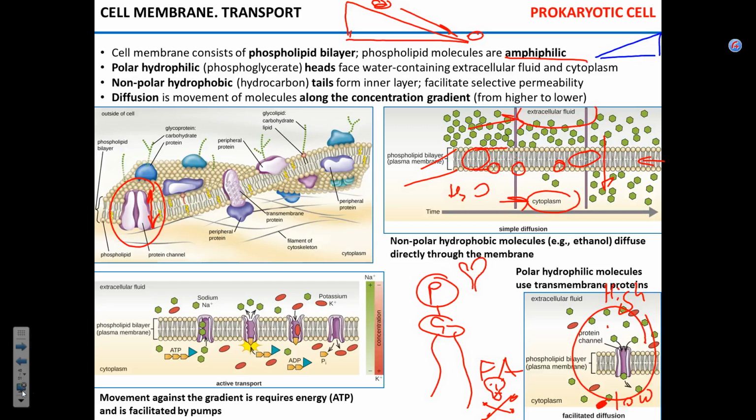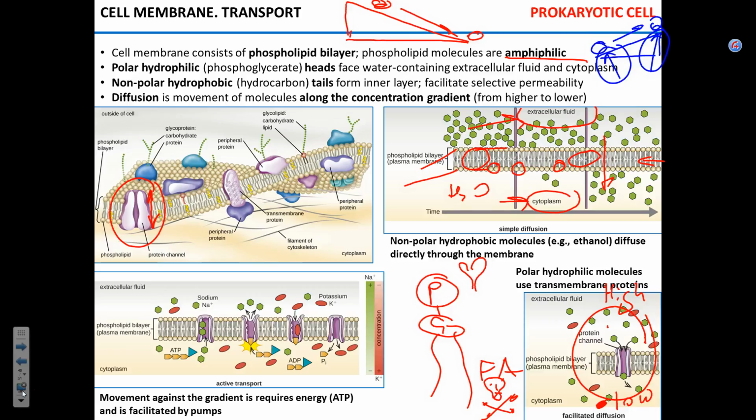When you move your molecules in terms of the gradient, how do you move them? From low to high, against the concentration gradient. Does that make sense? So when you need to pump molecules against the concentration gradient from low to high concentration, this is called active transport.